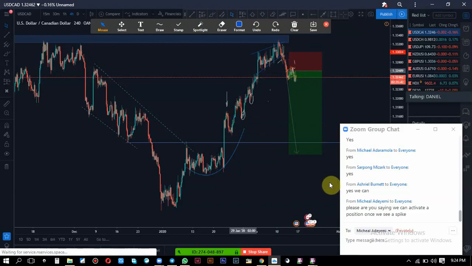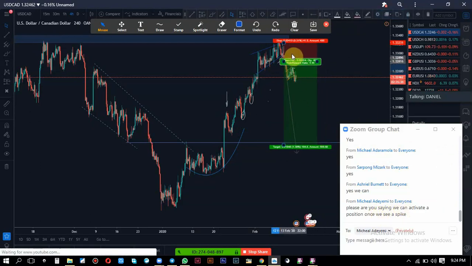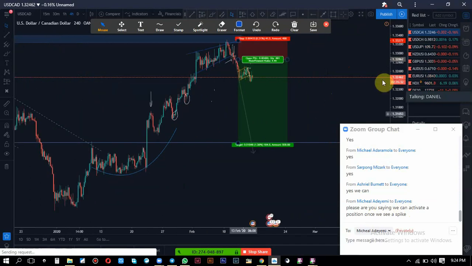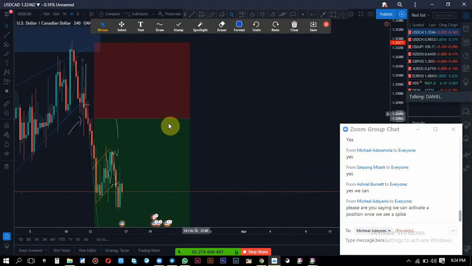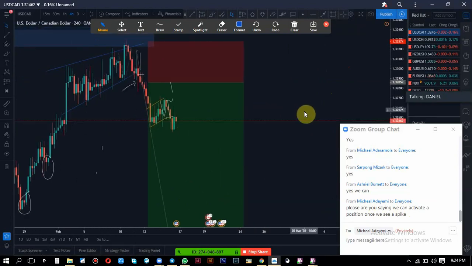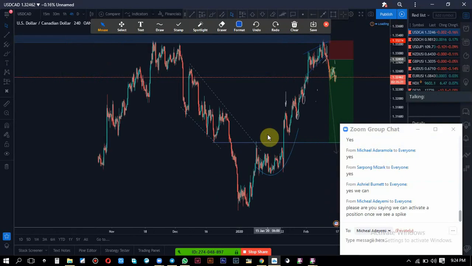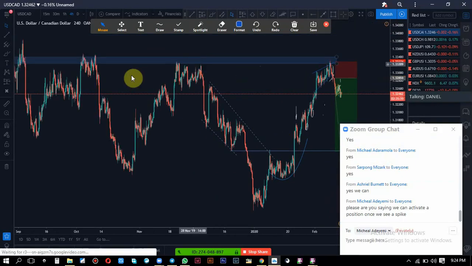Okay, guys, let me just speak about these things so that we can go and continue with our businesses. I hope you can see this pair here. So basically, what was happening in this pair, if you look clearly, if you zoom out a bit, you can see that the price is at a very significant level, which is the resistance level.